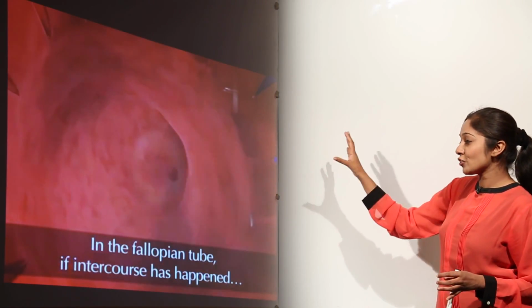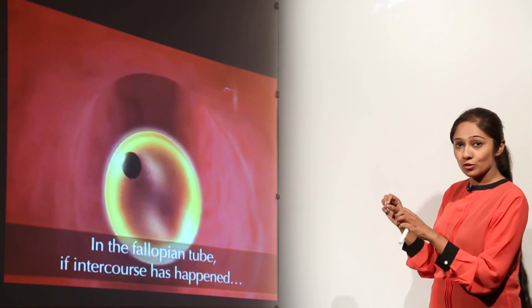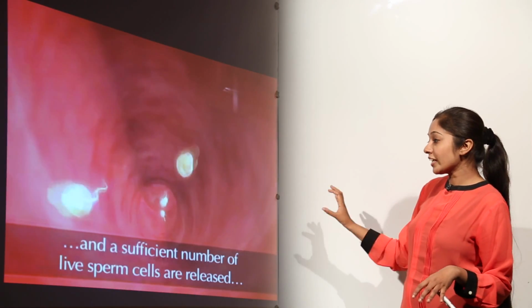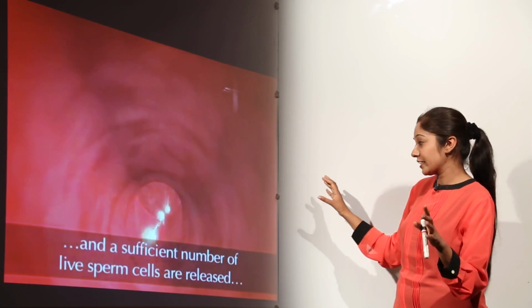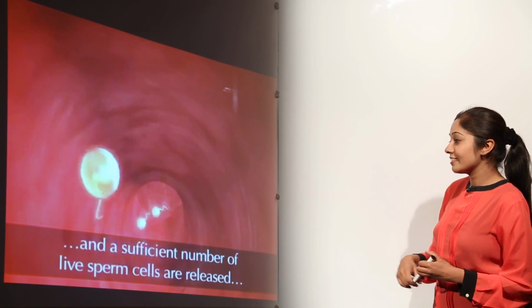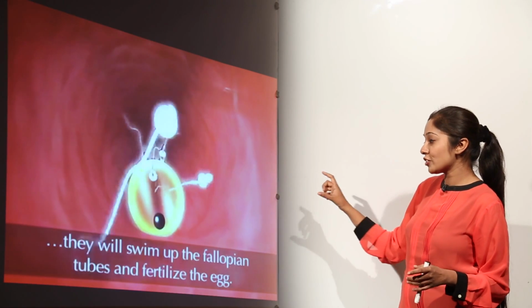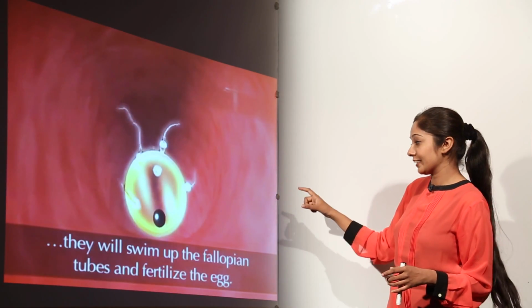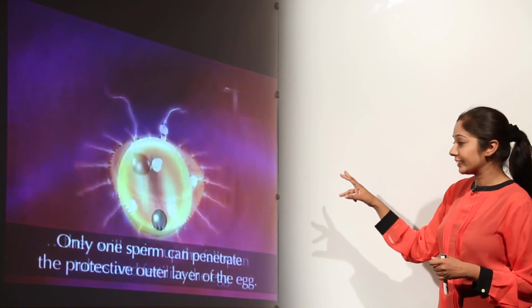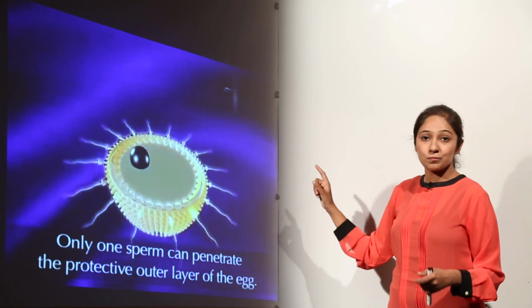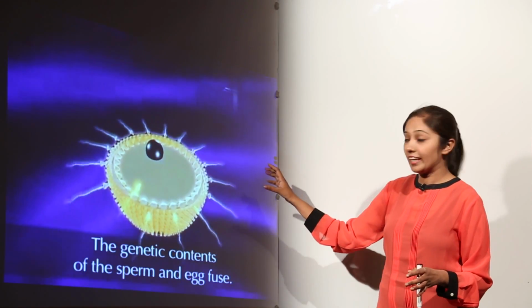And in the fallopian tube, if intercourse has happened, meaning if sperm have fused with the egg, a sufficient number of live sperm cells are released, but only one is going to penetrate. These are millions of sperm cells, and they will swim up the fallopian tubes and fertilize the egg. This is fertilization, but only one sperm can penetrate the protective outer layer of the egg.